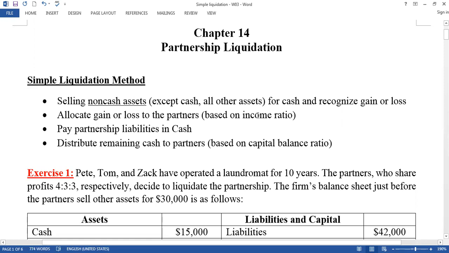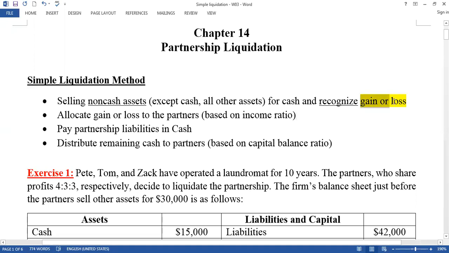After selling non-cash assets, we have to recognize whether we have any gain or any loss. Just simply think that if you sell your asset, you might have some gain or you might have some loss, or sometimes you don't have any gain or loss. So we have three situations. We have to calculate whether we have any gain or loss. If no gain, no loss, then we no need to consider anything.